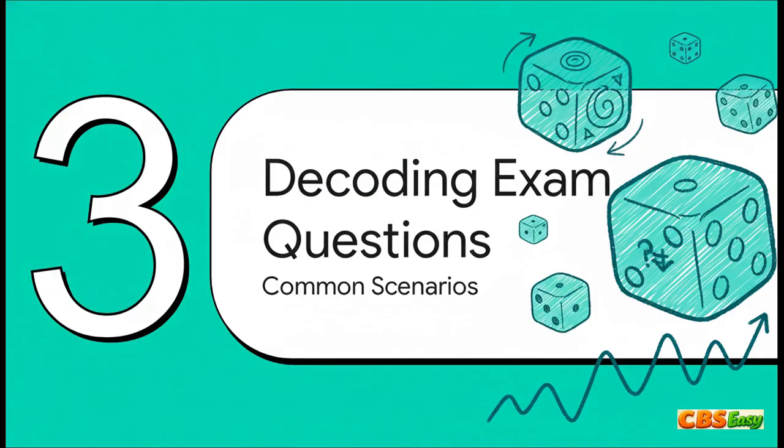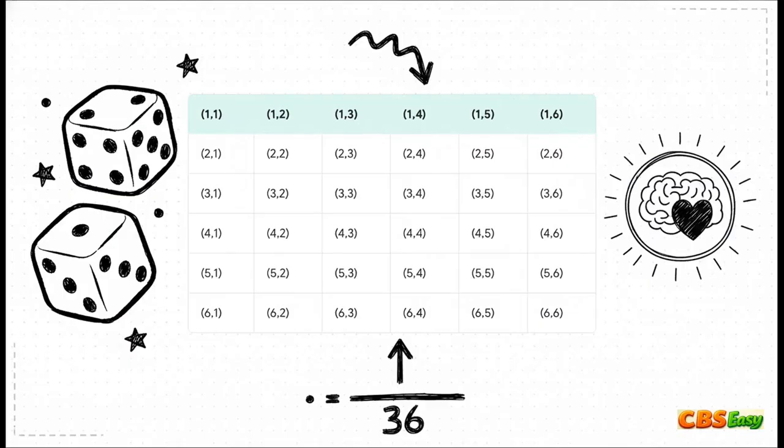First up, dice. When you throw 2 dice, these are all the possible combinations you can get. If you count them up, you'll find there are exactly 36 total outcomes. This is a magic number. For any problem involving 2 dice, your total, the bottom of the fraction, is always 36. Just memorizing that saves you a step every single time.